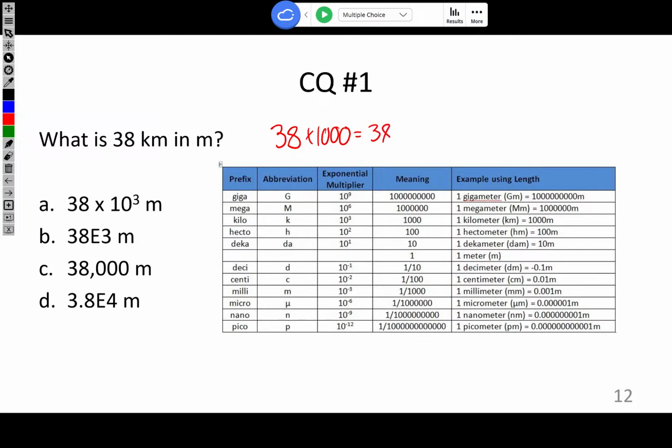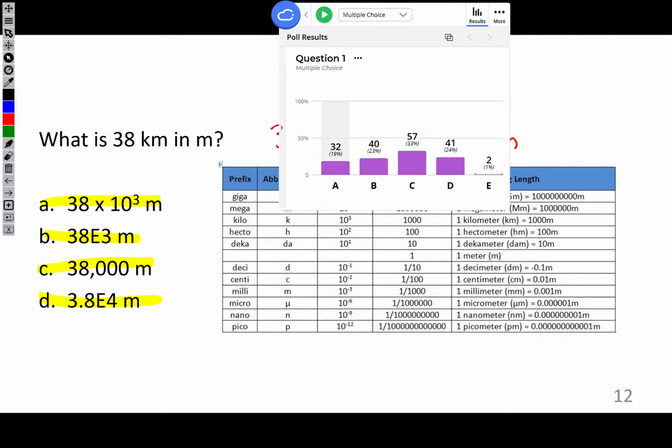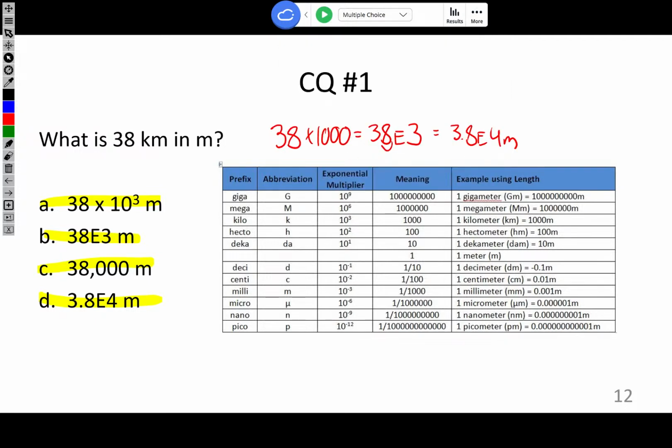1,000 is the exact same as just putting times 10 to the 3. 1,000 is 10 times 10 times 10. So boom, there's the answer. Oh look, there's that answer. Let's look at the other ones here. If you didn't realize this, this answer is the same as this answer, just two different ways of writing it. If you shift this decimal place one more over, this is also 3.8E4 meters. So great, it's also this one and that one. They're all the same. All the answers are right. Boom, boom, boom. All right, fantastic.